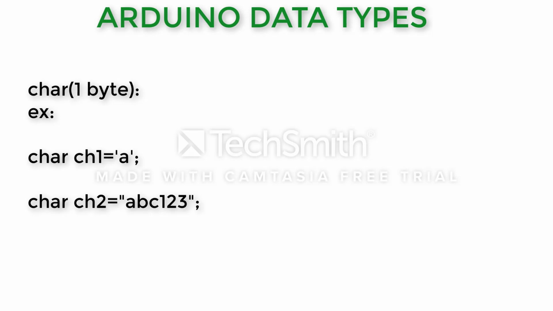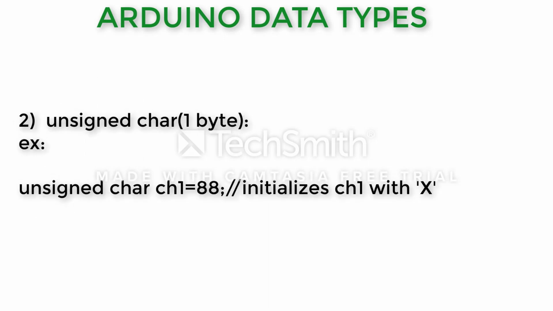For example, we have two character variables, ch1 and ch2, where ch1 stores a single character value, whereas ch2 stores multiple characters. Here, single characters are enclosed within single quotes, whereas multiple characters are enclosed within double quotes. And the multiple characters enclosed within double quotes are also known as strings. Number 2, unsigned char. Well, unsigned char is an unsigned data type which occupies the same space as the char, which is 1 byte of memory.